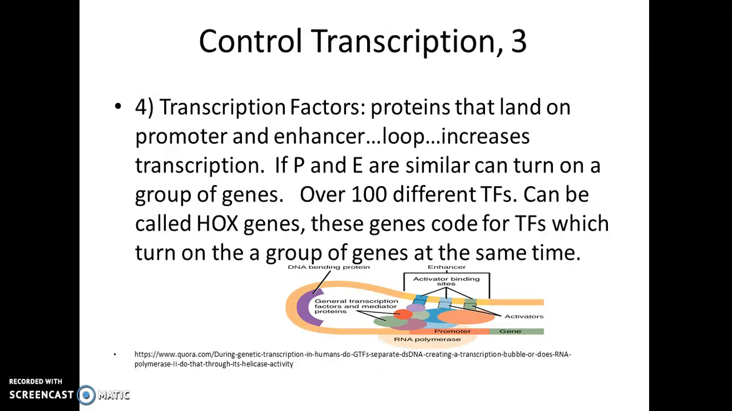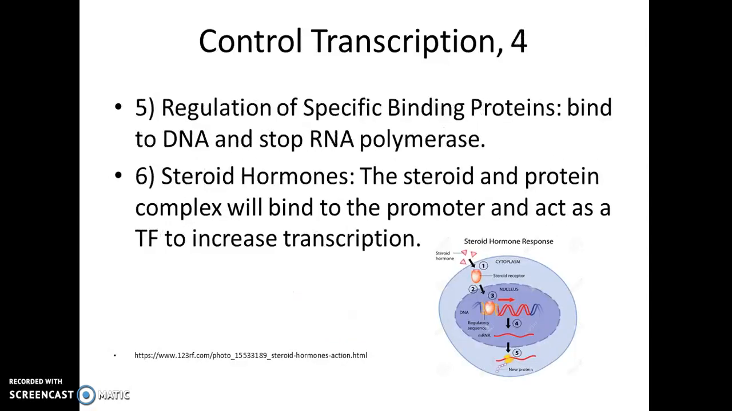And these are Hox genes that code for the transcription factors, and they turn on groups of genes at the same time. Hox boxes, because similar transcription factors land and turn on all these genes. You can also regulate the specific binding proteins that bind to DNA, and they will stop RNA polymerase, so they stop transcription.